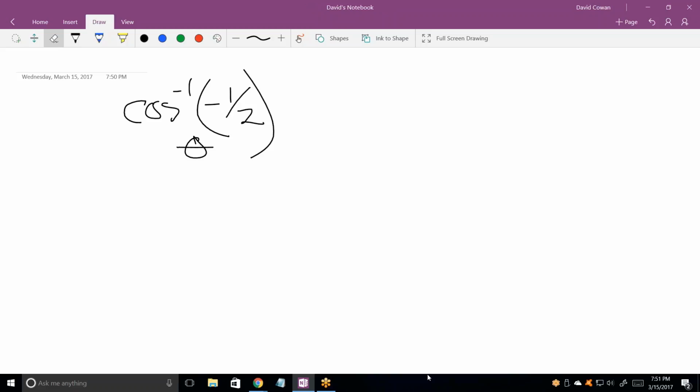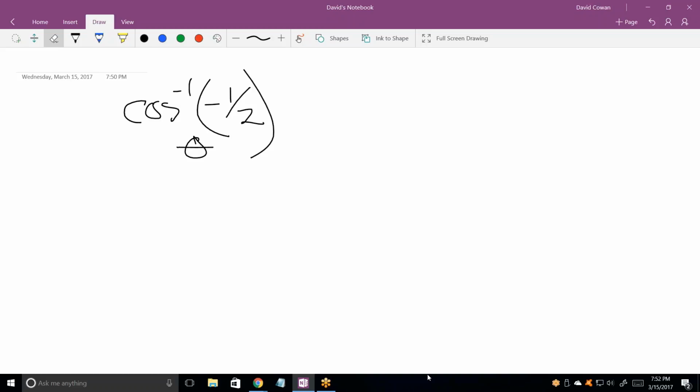Now, the question is, what quadrant is that angle going to be in? If cosine is negative, that can put us in the second or the third quadrant. And when you're dealing with inverse cosine, it prefers one over the other. Your calculator will never give you the third quadrant answer. It just puts you in the second. Exactly.